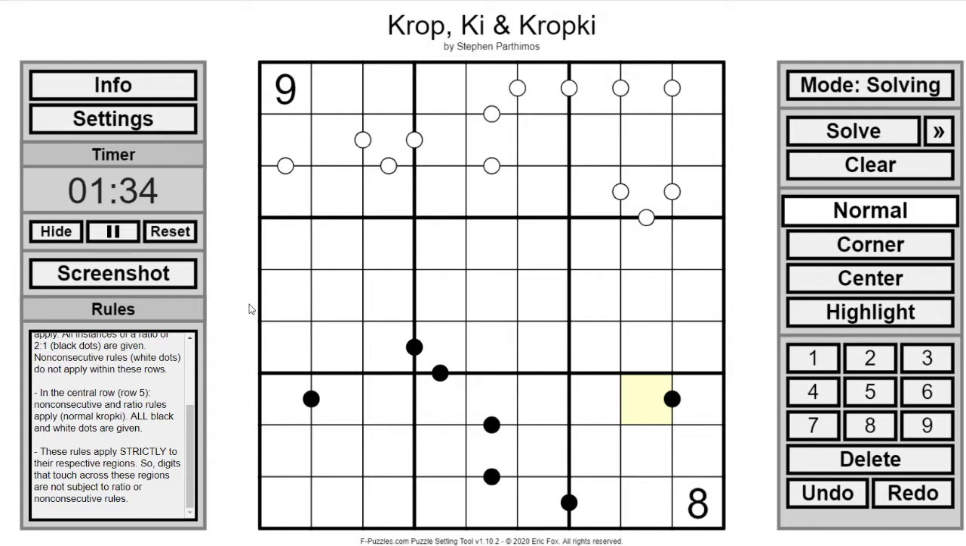In the central row, non-consecutive and ratio rules apply. All black and white dots are given. These rules apply strictly to their respective regions, so digits never touch across those regions.